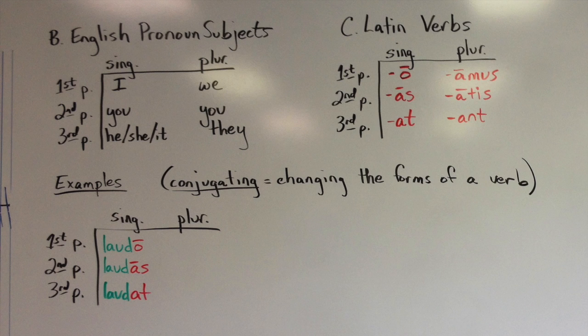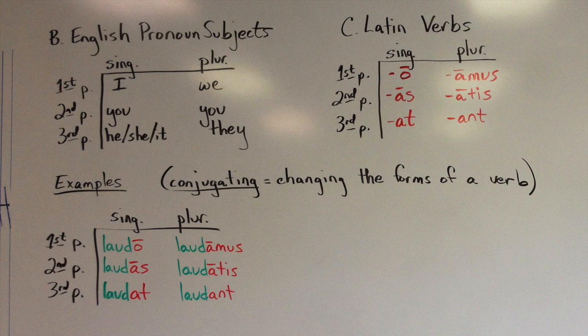Pause the video now and see if you can assemble the plural forms of laudo on your own using the stem, laud, and the endings from the chart above. If you did it correctly, you should have wound up with the forms laudamus, laudatis, and laudant. So we've got these 6 forms, but now we need to make sure that we know what they mean.